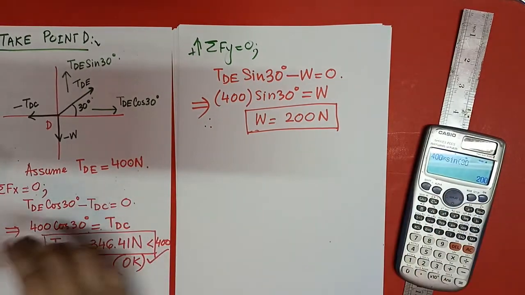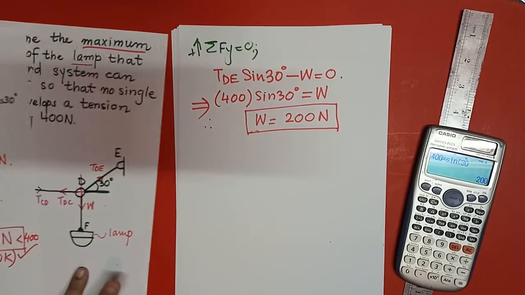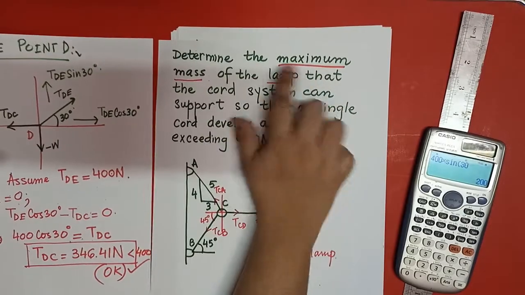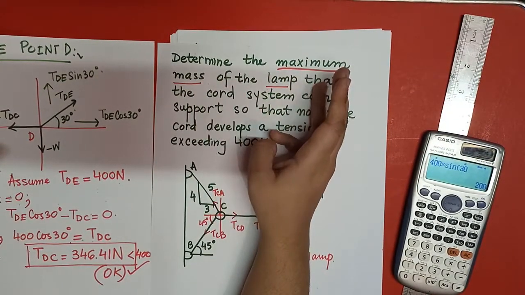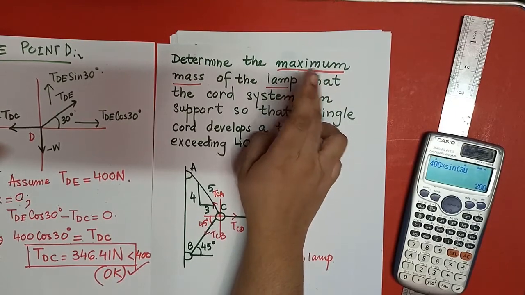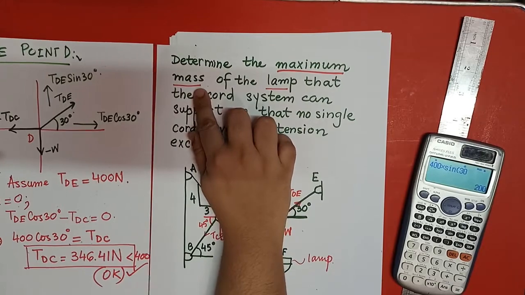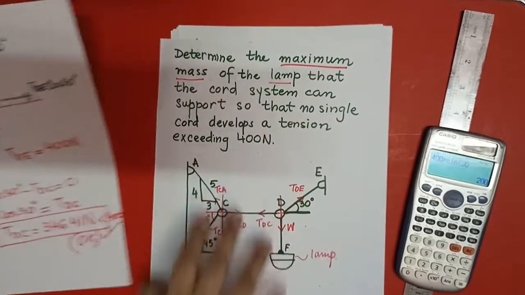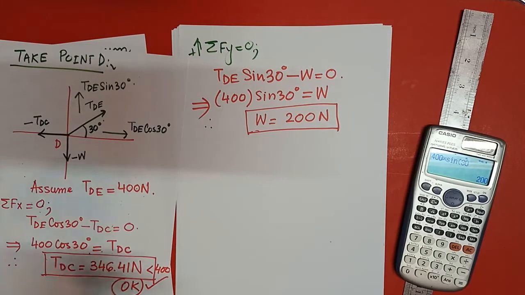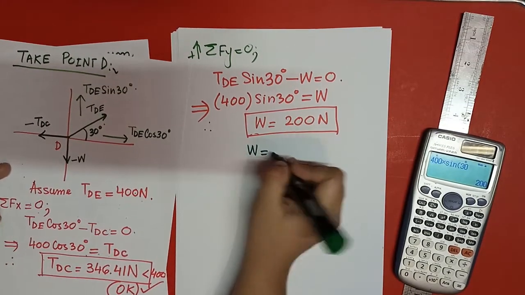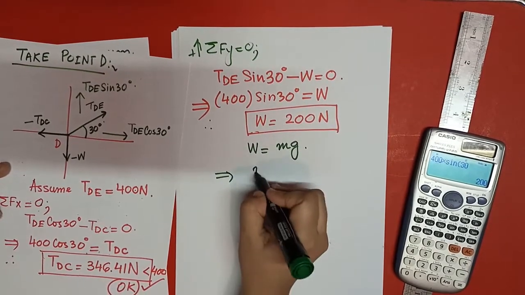So what we have to do next, we have to find out one more thing. We have to find out the maximum mass, not the weight, which we have done numerically before as well, where we found the maximum weight. Right now we have to find out the maximum mass. So to find the maximum mass, we write down W equals mg, and I have to find m, the mass of the lamp.